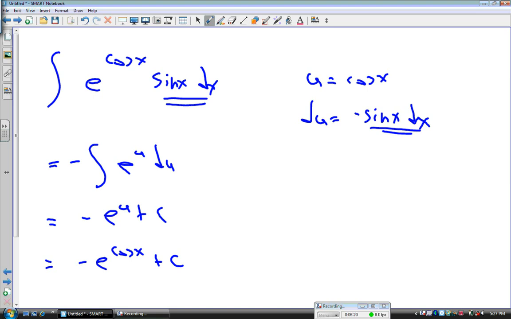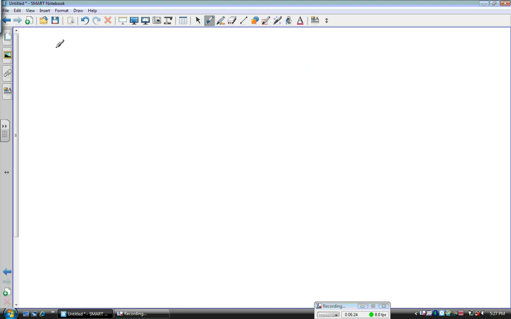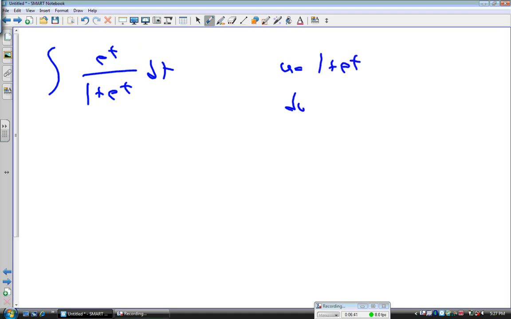Try this one on for size. I guess this is slide 12 now. What's the antiderivative of e to the t over 1 plus e to the t? Well, if you think about it, what if the denominator, and dt, don't forget, what if the denominator, the whole thing is u? Then this is du. Look, u is 1 plus e to the t. du is e to the t dt.